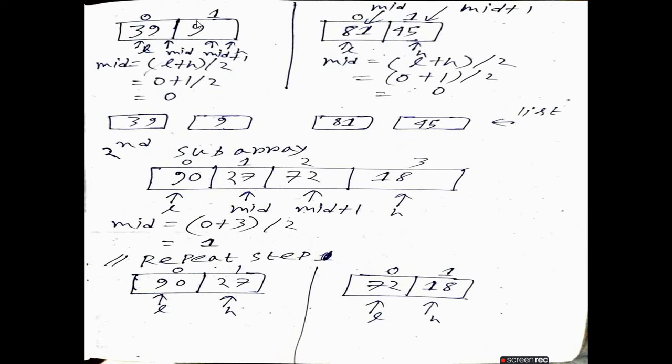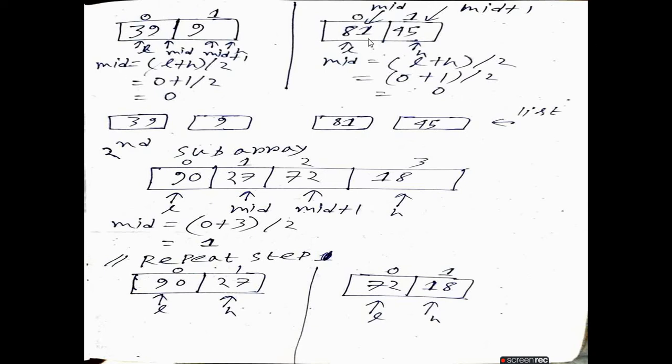31 index is 0, 9 index is 1. Now calculate mid, (L plus H) by 2. This means (0 plus 1) by 2, that means 0. So mid is pointing here and mid plus 1 is pointing here. Mid is pointing at 0, mid plus 1 is 1. Again divide it. Next. Fine.